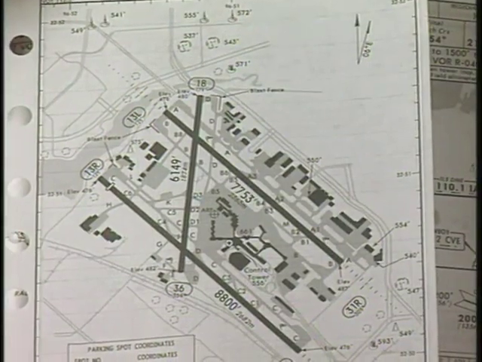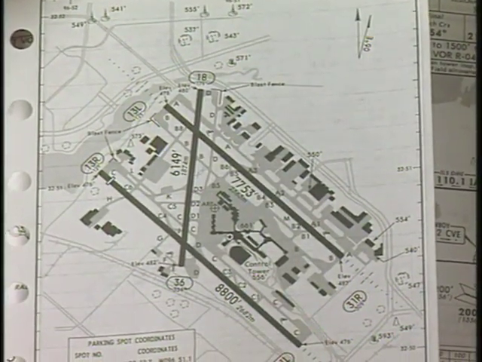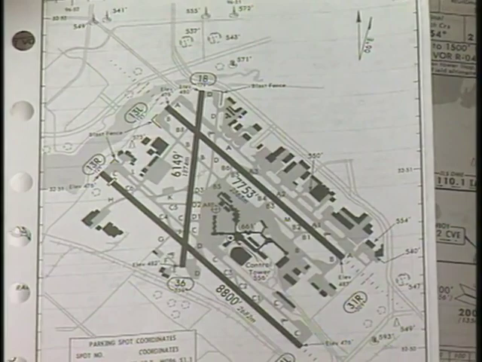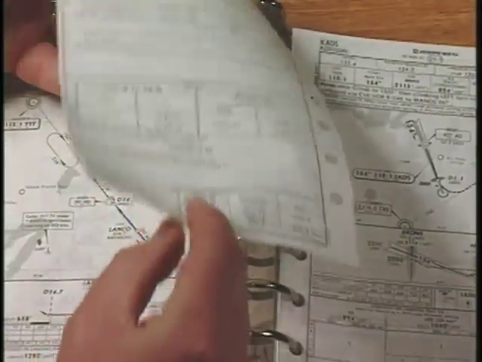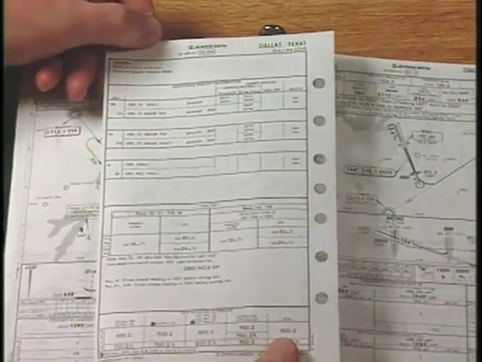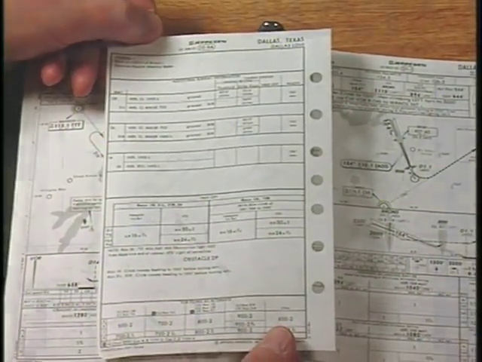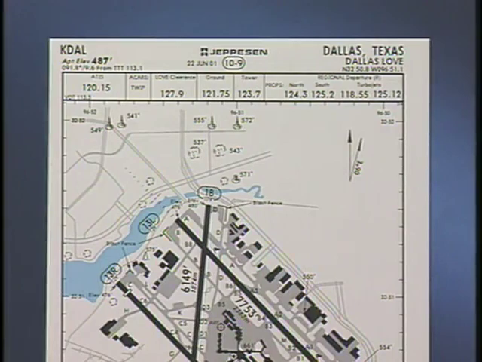Some airport charts published for larger airports span 2 pages. As with the Dallas Love Field chart, the primary diagram is on the front, and additional information about runways and lighting is shown on the back. Let's take a closer look at the heading information.